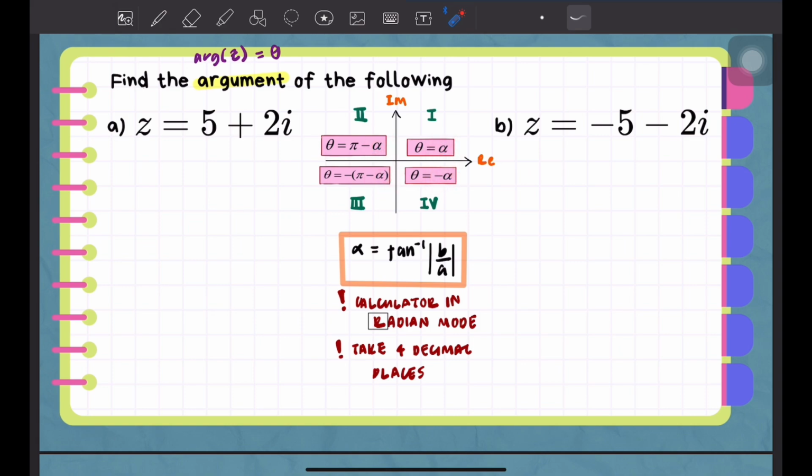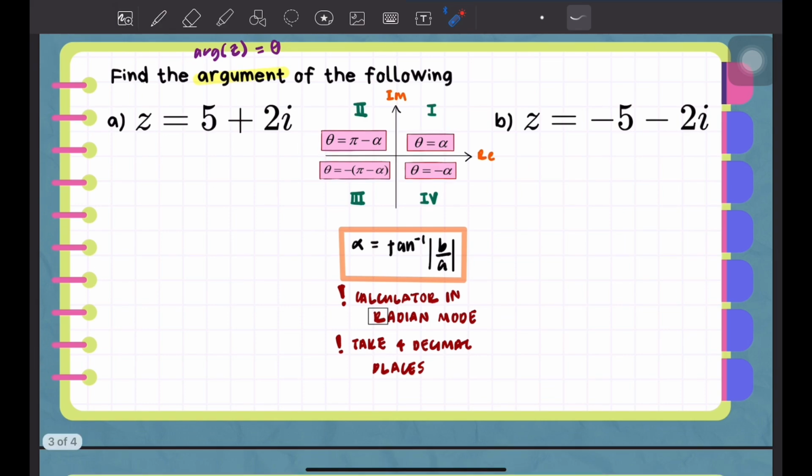So what is alpha? Alpha is the reference angle, which is equal to shift tangent modulus of b divided by a, where b is the imaginary part of the complex number and a is the real part of the complex number. So there are two important things that you have to remember. The first one, your calculator must be in radian mode, and the second one, you need to take 4 decimal places as your answer. Okay, so let's try these two examples over here.